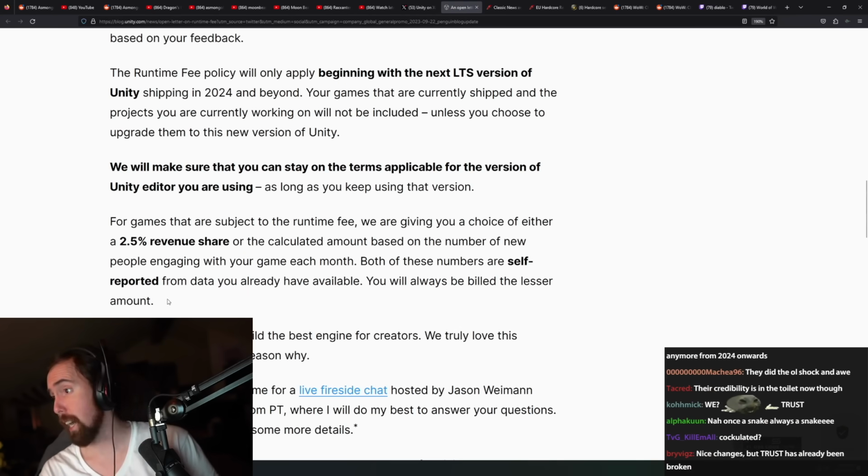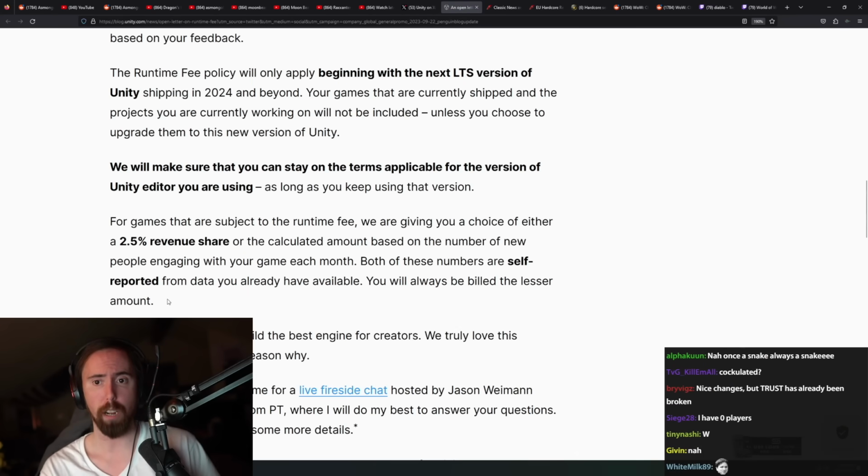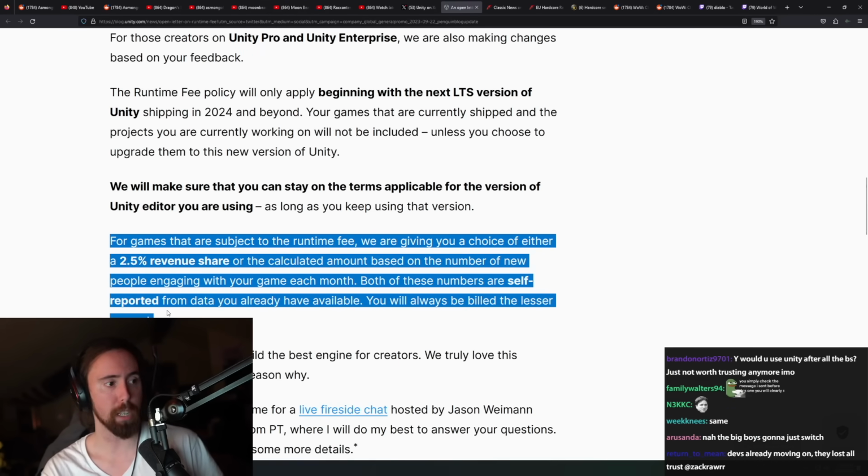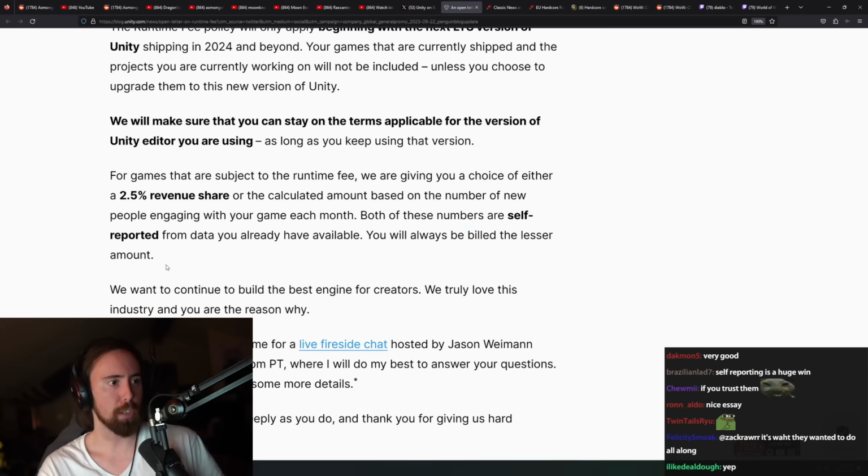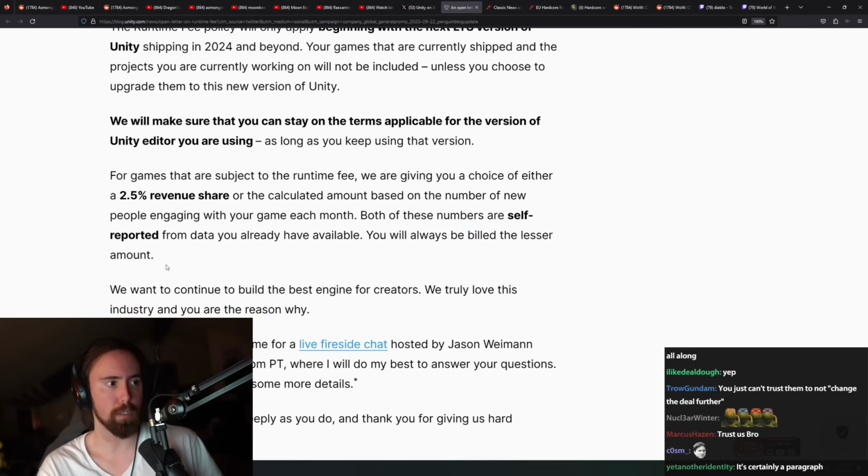I'm going to be honest, guys. I think this is a really good paragraph. I unironically think this is a pretty good paragraph. This is good. How can you trust what they say if they literally change if they want to?